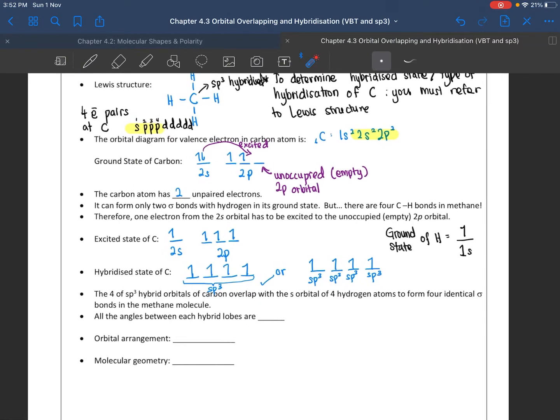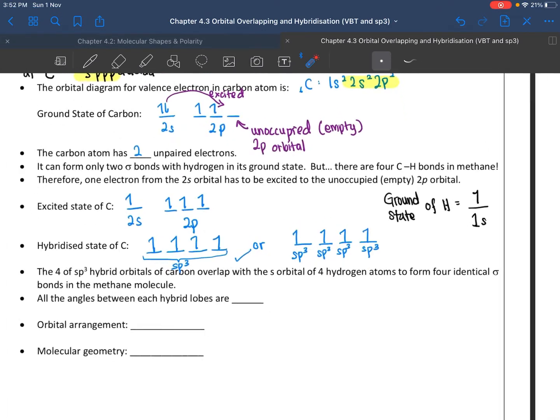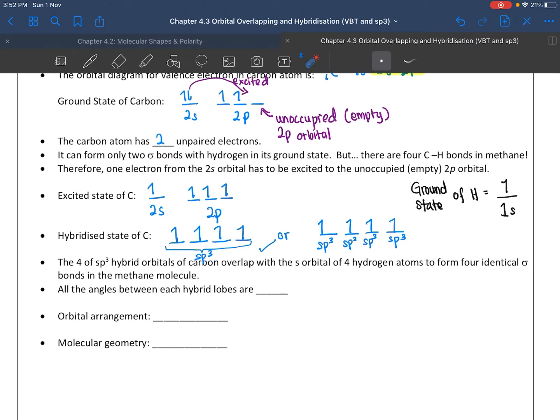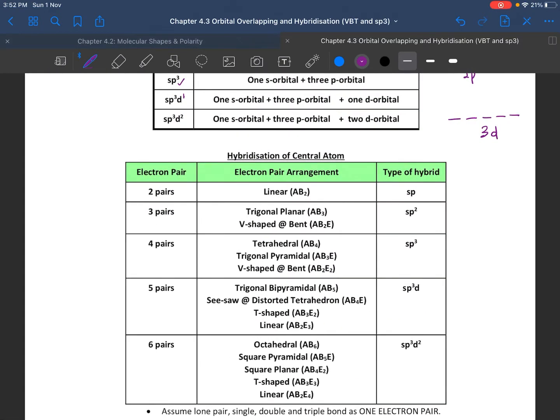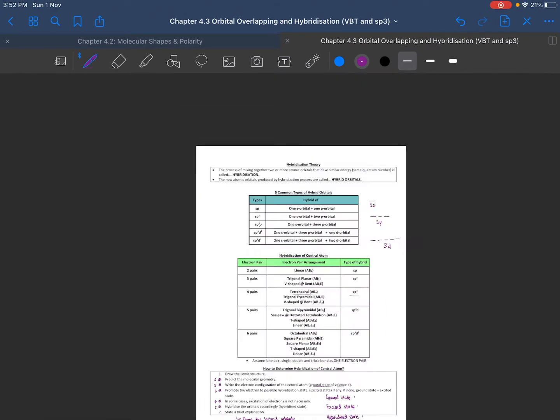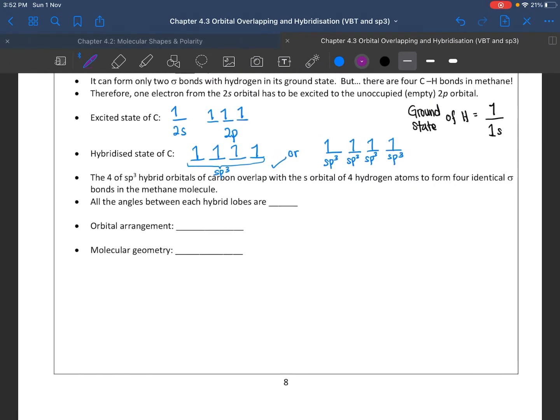Okay, and then all the angles between hybrid lobes are, okay, so next kita draw dulu sebelum kita determine dia punya angle. Okay, so for sp3, kita tahu dia punya shape adalah tetrahedral. Okay, so macam mana tahu? Refer back to this one. Kalau dia sp3, dia adalah tetrahedral. So, kita kena draw tetrahedral dekat sini tapi dalam bentuk lobe. Okay, so 1, 2, 3, 4. Buruk sikit, tak apa.